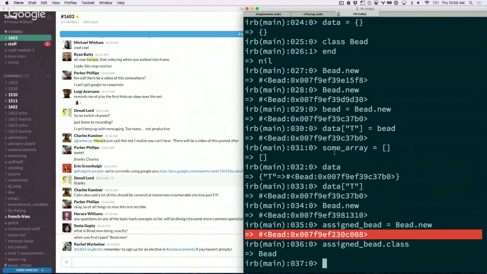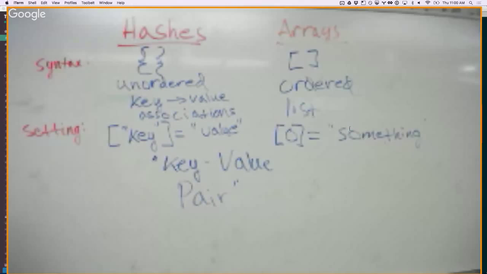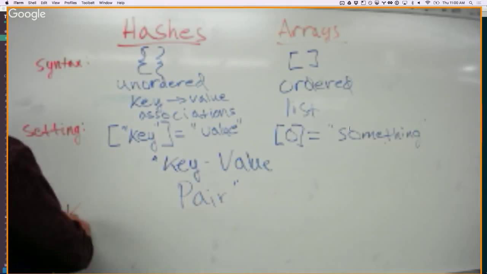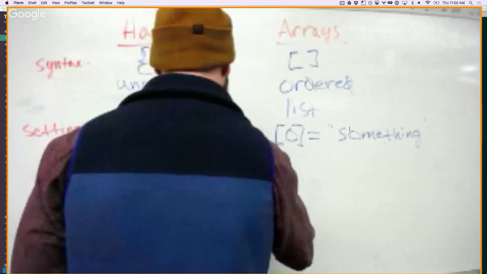So when we come back and look at an example like this section, the first thing, Bead.new, creates a new bead instance, assigned to a variable called bead. Then in the next line, associate that value bead in the hash with the key of the string t. And this is an interesting time to talk about keys. What kind of things do we tend to frequently use as keys? The short first answer is technically anything, any Ruby object. Any Ruby object can be the key of a hash.